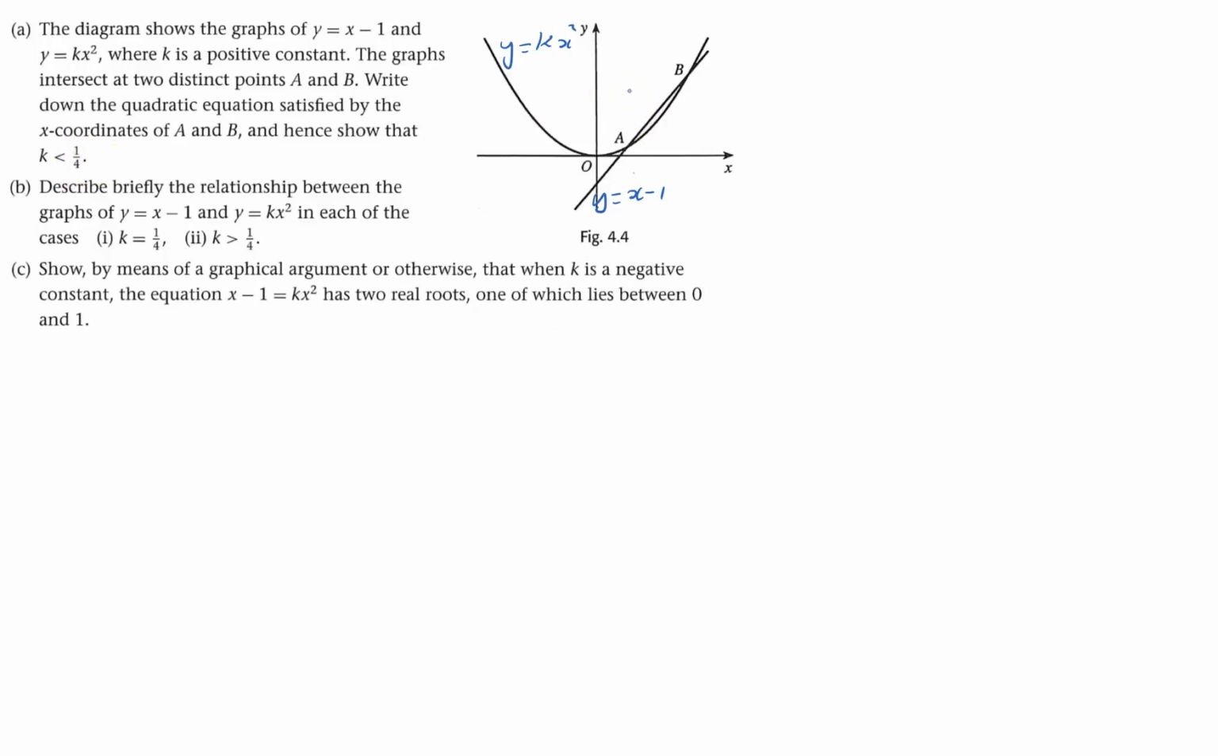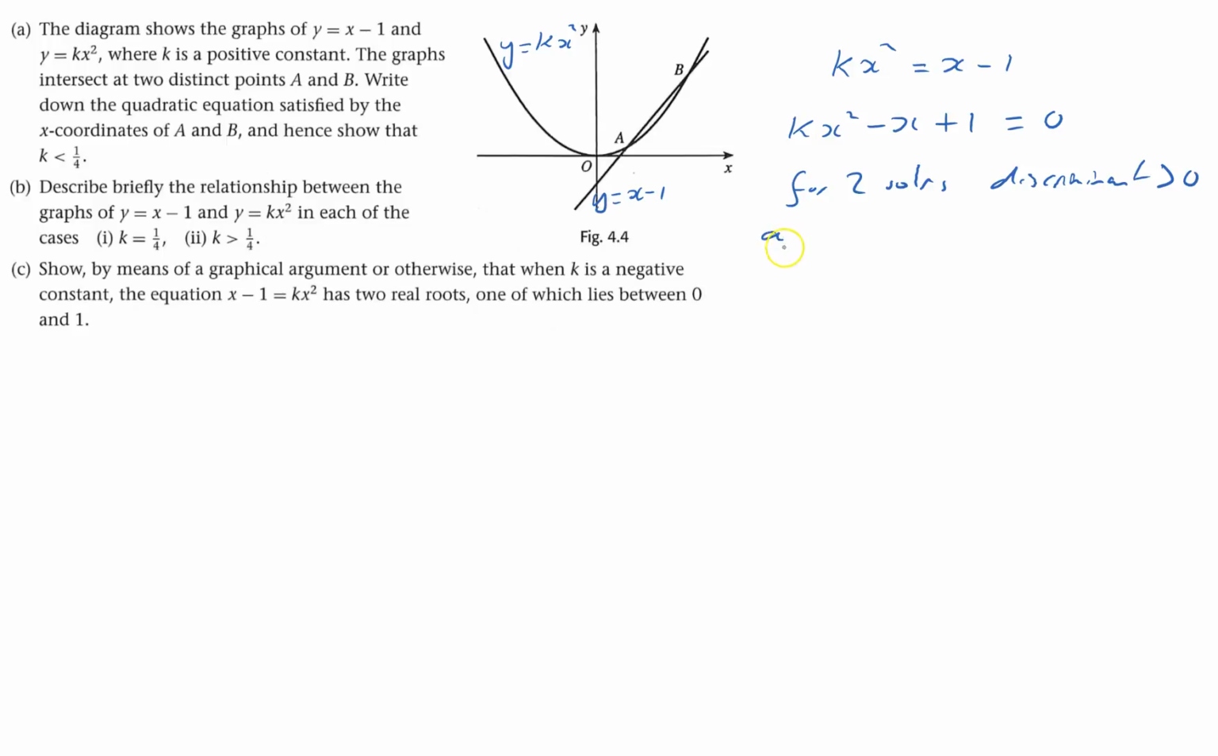Right, for this to happen, if I'm solving the equation, then kx squared has to equal x minus 1. It's a quadratic, so get everything over to one side: kx squared minus x plus 1 equals 0. And for two solutions, the discriminant must be greater than 0.